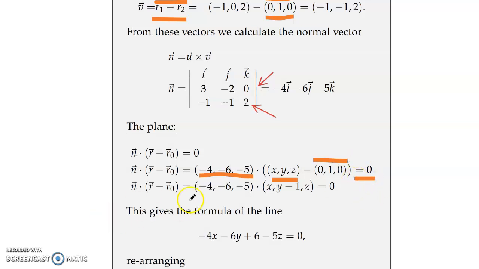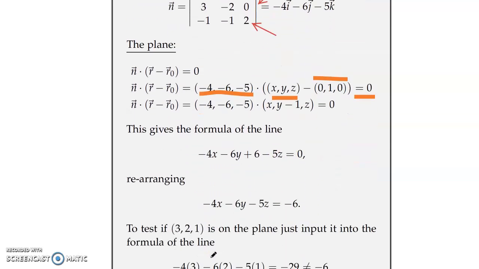So then we do the dot product: 4 times x, minus 6 times (y minus 1), and minus 5 times z, all equals 0. So this gives us 4x, minus 6y, minus 6 times minus 1 gives me plus 6, and minus 5z. That's all equal to 0. And we can rearrange it such that we have 4x minus 6y minus 5z equals minus 6. We could even multiply this all by minus 1 to give us 4x plus 6y plus 5z is equal to 6.